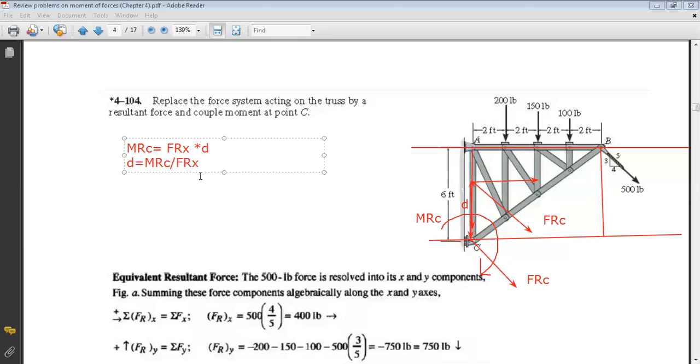Doctor, where is FRX in the figure? FRX in the figure is this one. I have, this is FRC. As you can see, it's inclined. FRX, you can decompose it into two components. One along X, already you have calculated it, okay? Because when you calculated FRC, you divided it into FRX and FRY, okay?